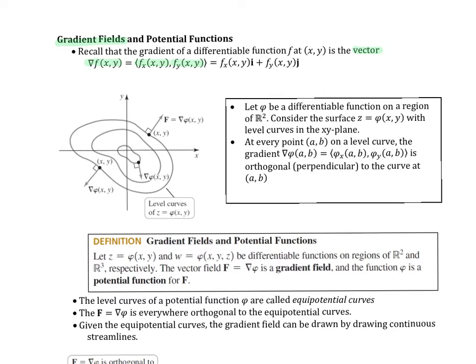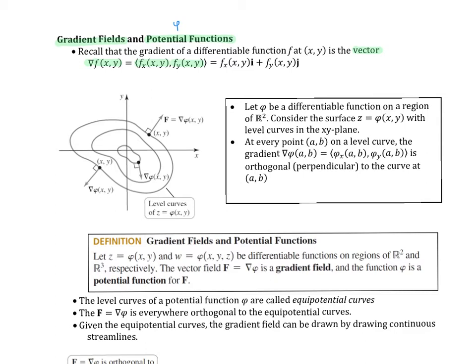Well, we're going to put this idea of level curves and gradient fields together. And we're going to look at a potential function. A potential function is just our function z. We're just giving it the name potential function. And we use phi to indicate it's a potential function. But what this is, for every potential function z, you're going to have a corresponding gradient vector field f.